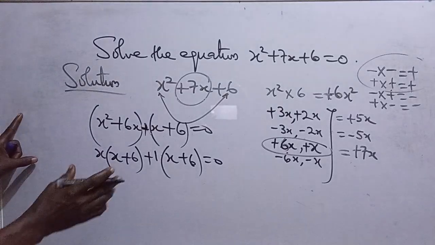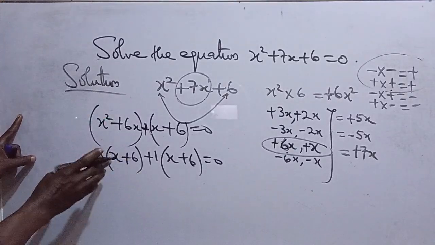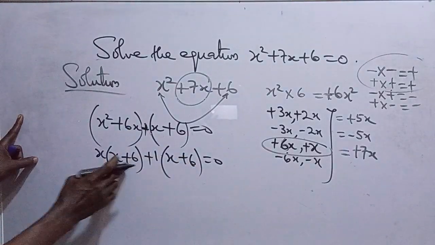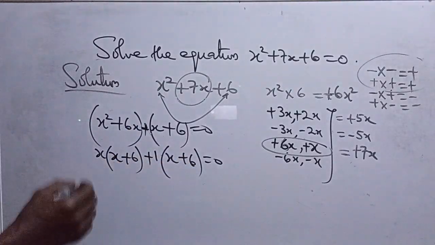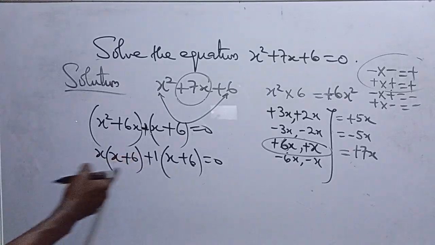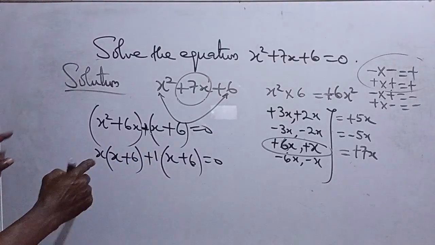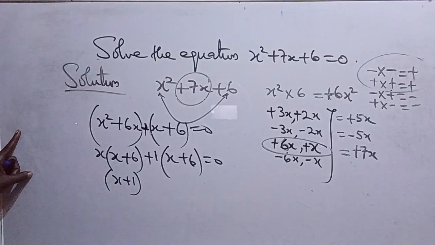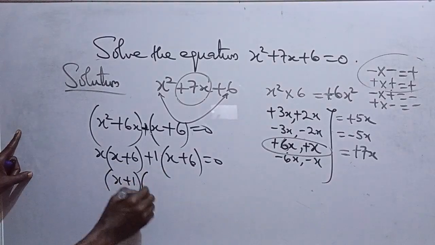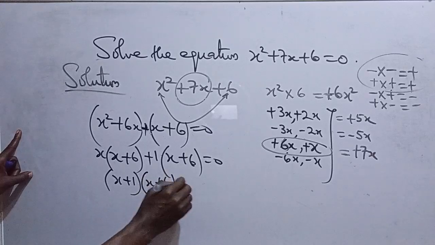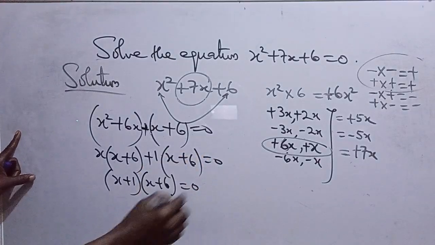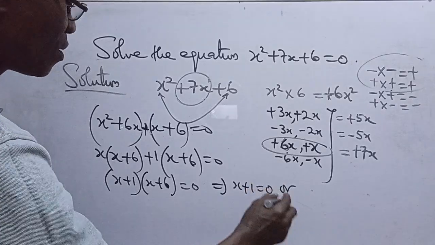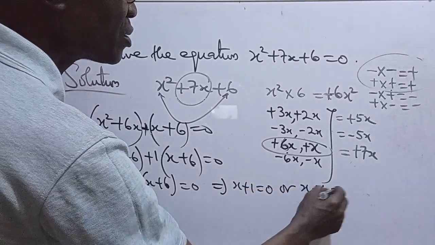So with this now, you observe something closely. You have values outside, you have values inside. So pick the ones outside, pair them up, and take one of the ones inside. What we actually show you when you are doing this kind of thing is, once the values you obtain in the brackets are the same, it means you are correct. So now please have x plus 1, and pick one of these values, x plus 6, equal to 0. That implies x plus 1 is equal to 0, or x plus 6 is equal to 0.